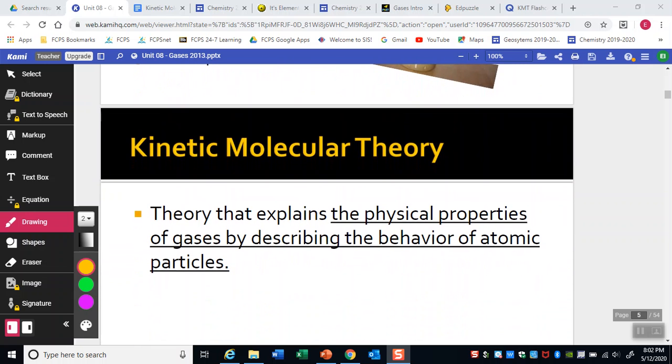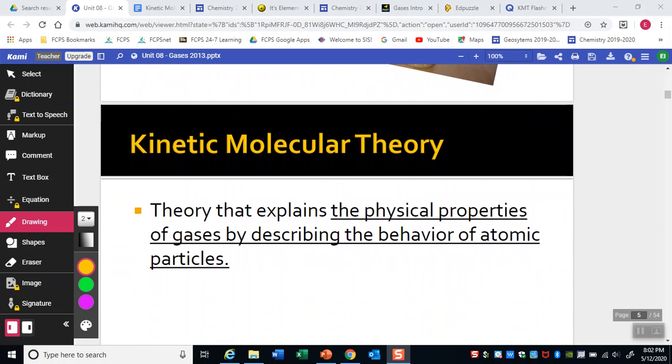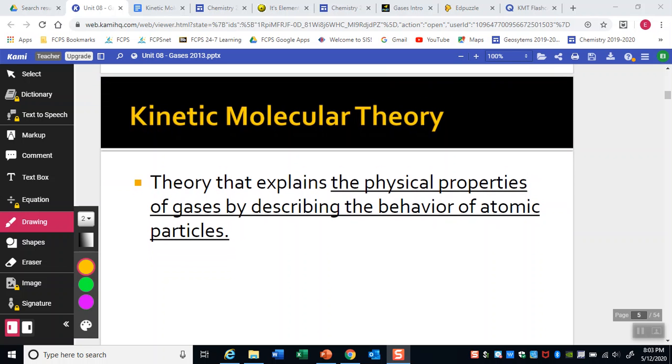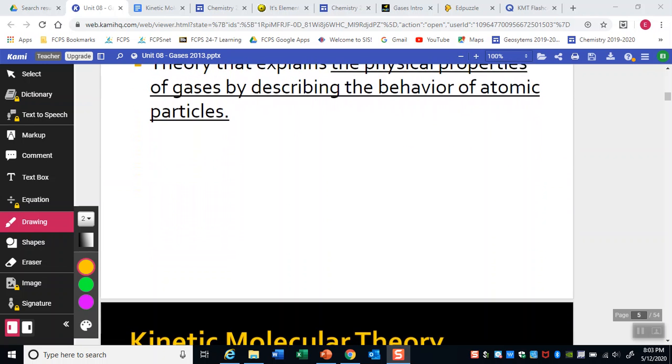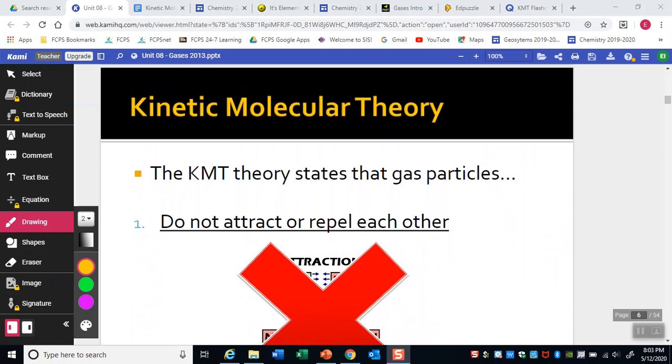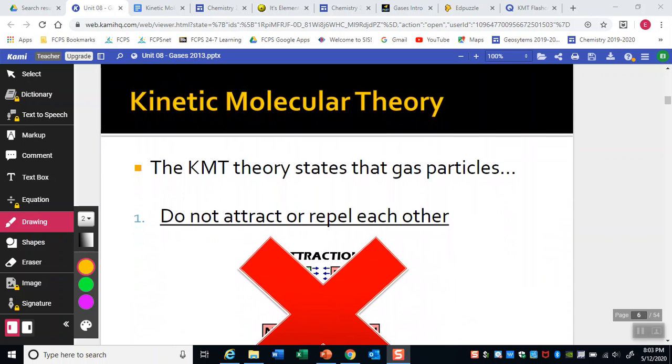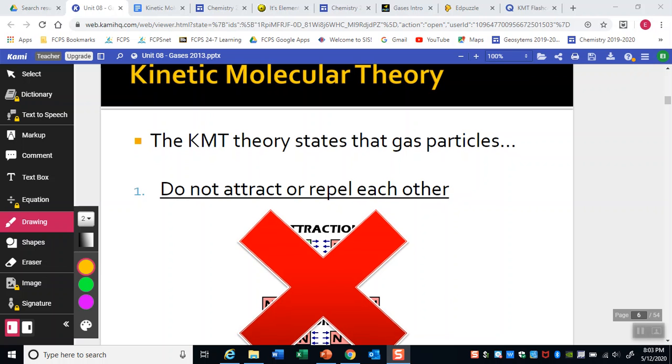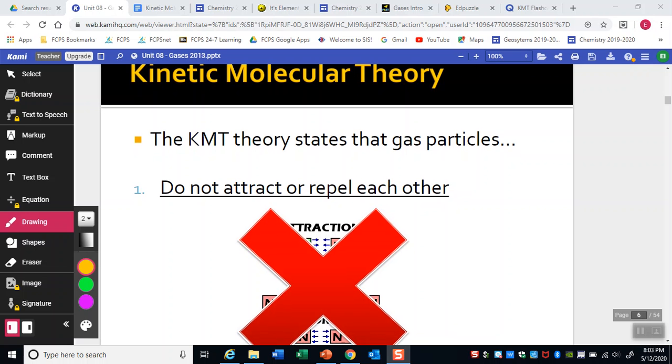All right. This is called kinetic molecular theory, which is the theory that explains the physical properties of gases by describing the behavior of atomic particles. So if we want to show why those 5 things are true, we need to look at the atomic particles. So the kinetic molecular theory states that gas particles do not attract or repel each other.